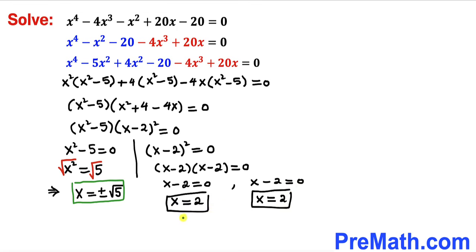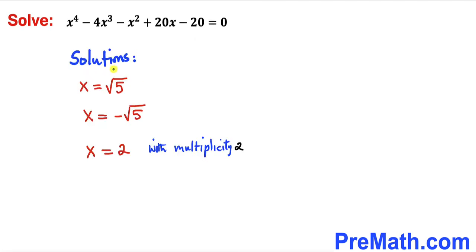And now we can see that this x = 2 and this x = 2, they are repeating solutions. So therefore we can simply write down our solution x = 2 with multiplicity 2. So thus our solution set turns out to be x = square root of 5, x = negative square root of 5, and x = 2 with multiplicity 2. And that's our final answer.